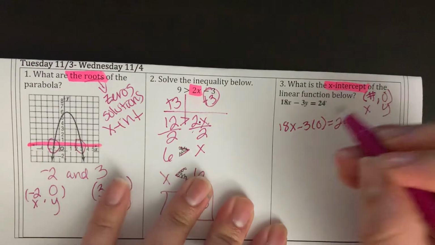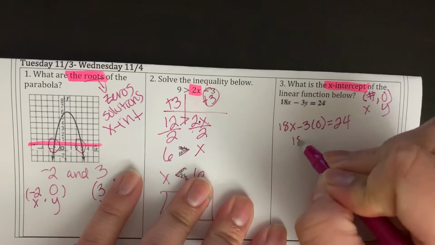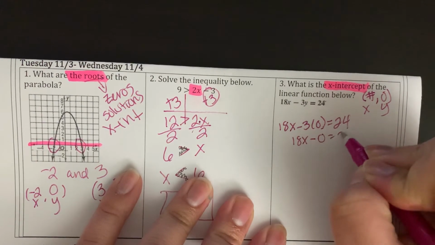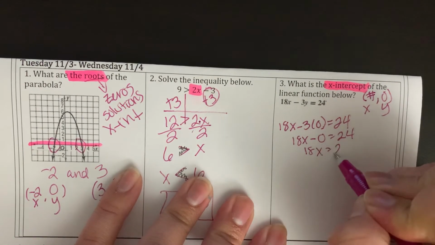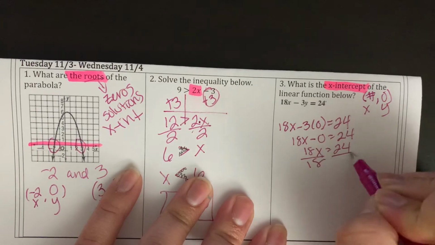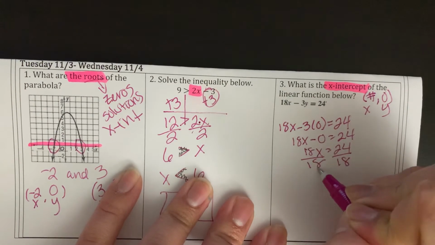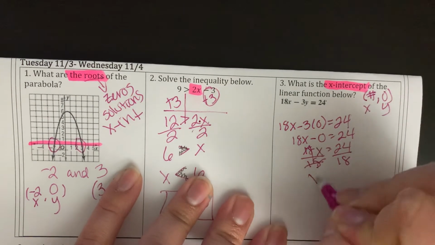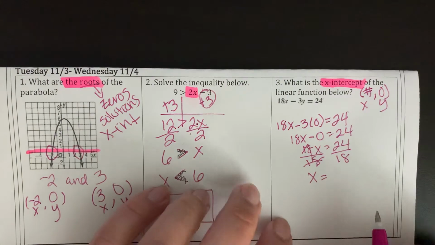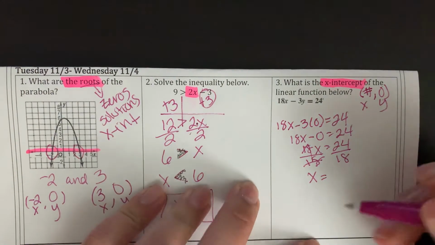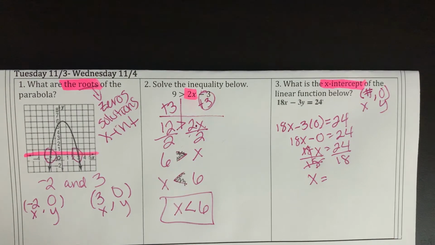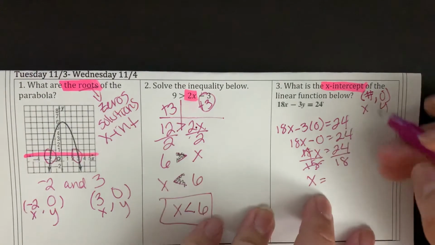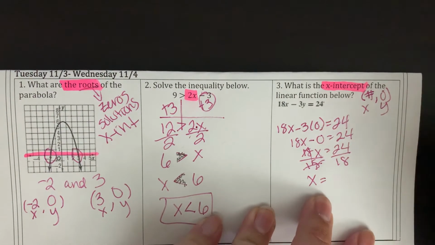So 3 times 0 is just 0. So we have 18x minus 0 equals 24. We don't need the 0 anymore. So 18x equals 24. Divide both sides by 18. 18 divided by 18 is going to give us 1. And 24 divided by 18, we're just going to simplify, right? So 24 divided by 18 is just going to give us, well, okay, so let's run through it.